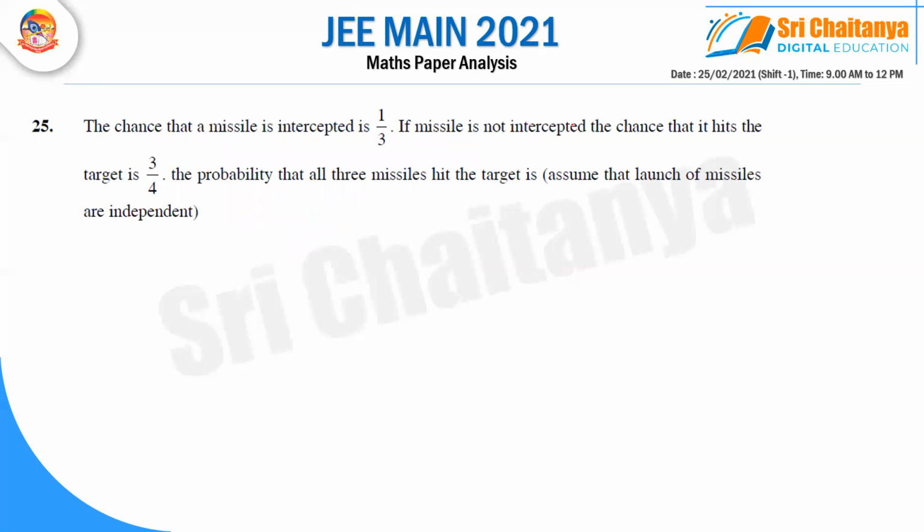Next question, they are saying the chance that a missile is intercepted is 1 by 3. That means the chance means probability. The probability that it is not intercepted is 2 by 3. So not intercepted is 2 by 3. Okay. If missile is not intercepted, the chance that it hits the target is 3 by 4. Okay. The probability that all the three missiles hit the target.